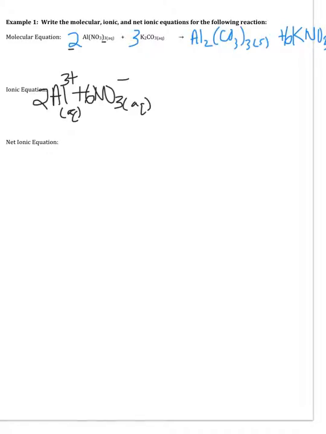Do the same thing for the potassium carbonate. Break apart the potassium carbonate into potassium ions and carbonate ions with the charges, and then make sure it's balanced. There are 3 times 2, or 6, potassiums, and then there are 3 carbonates. And then each ion gets a little aq.